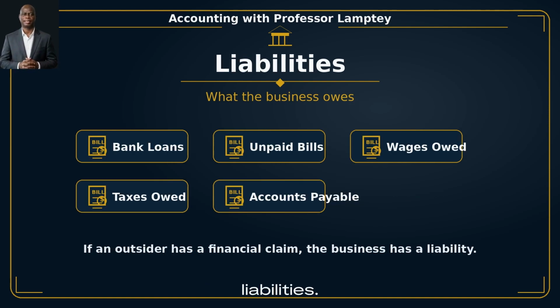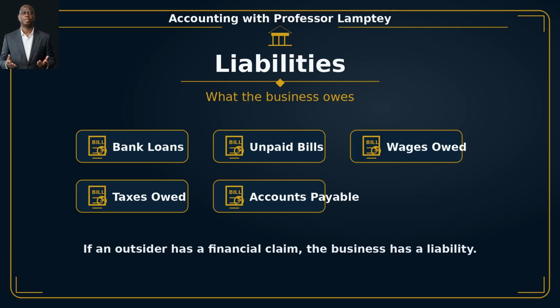Now let's look at liabilities. Liabilities are obligations the business owes to others. In plain language, liabilities are what the business owes. Examples include bank loans, unpaid bills, wages owed, taxes owed, and amounts owed to suppliers. If Amma borrows money from a bank to buy bakery equipment, that loan is a liability. If the bakery receives a utility bill but has not paid it yet, that unpaid bill is also a liability. If the bakery buys flour and sugar from a supplier on credit, the amount owed to the supplier is called accounts payable, and that is also a liability.